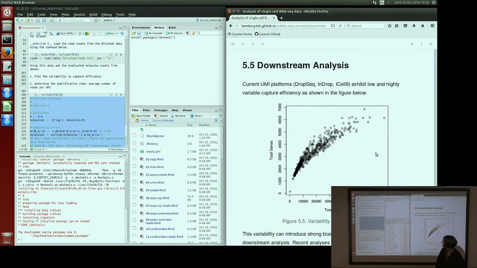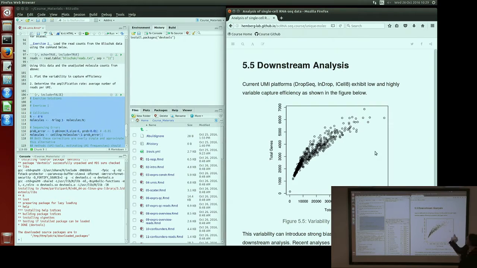So for downstream analysis, I'm going to try and not stand in front of my own plots. Most of the current UMI platforms would have this feature where you have a very big spread of capture efficiencies across different cells. So here, each point is a cell. You can see we have 7-fold difference in the number of UMIs per cell that are detected, and a 6-fold difference in the number of genes detected per cell across this data set of about 300 cells.